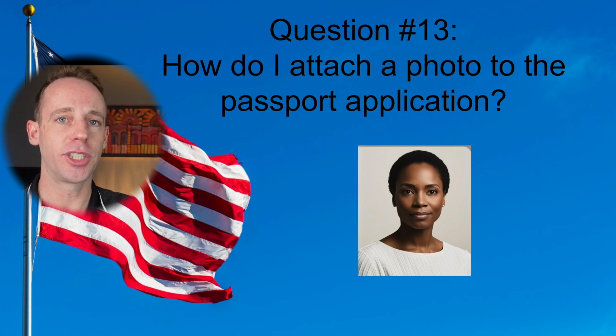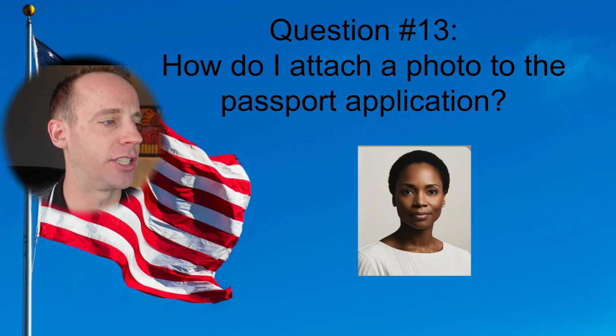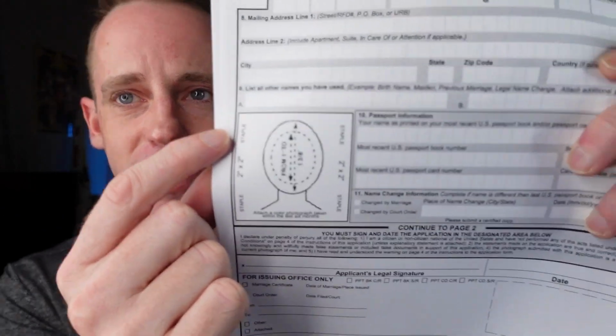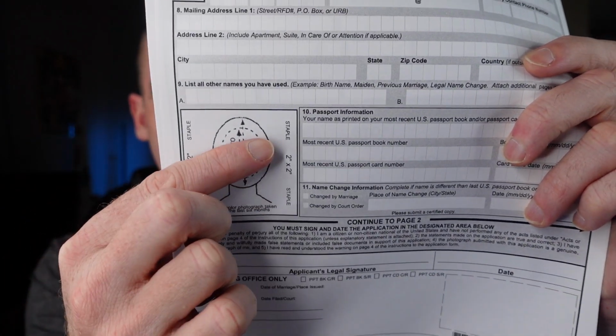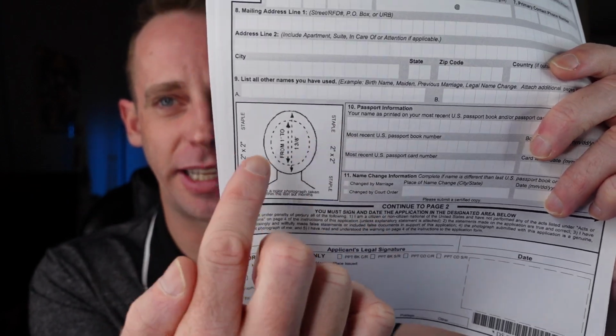So that brings us on to question number 13, which is how do I attach a photo to the passport application? Well, you can actually see they show you exactly how to do it right here. They show you about the size that your face should be within the box right there. They also show you approximately that it should be 2 by 2 inches, and they even have these little marks right here where it says staple, staple, staple, staple. It shows you exactly where the staples should go. So they should be vertical staples right there, right there, right there. So they really do a good job of showing you.